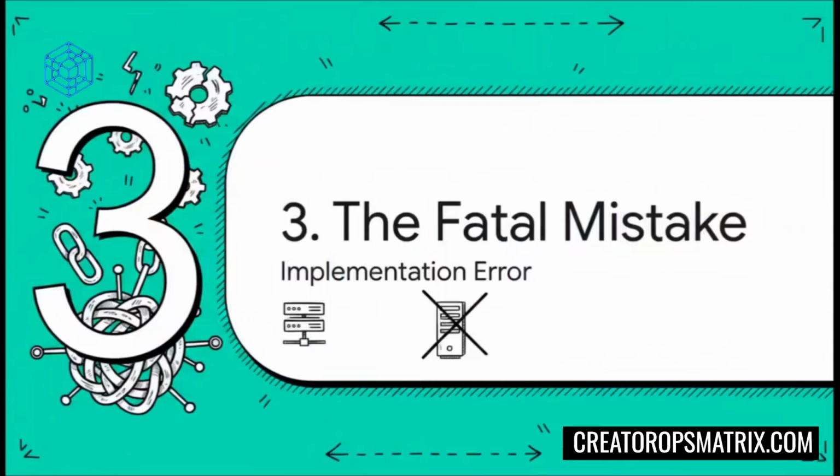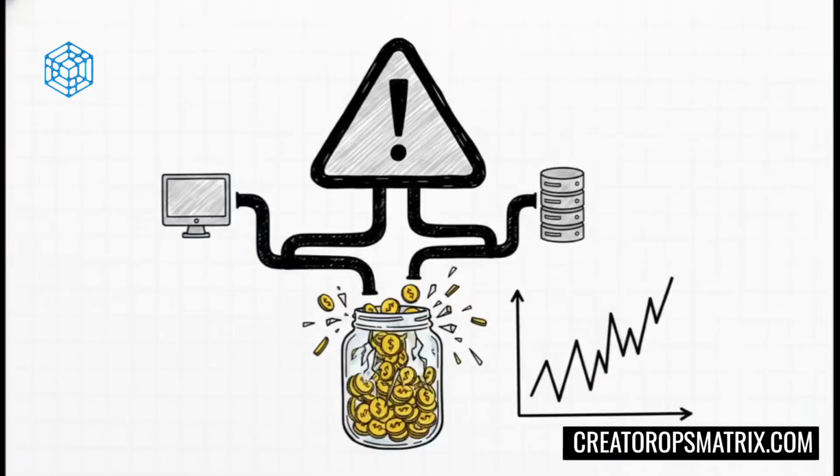But hold on. Section 3, the fatal implementation mistake. We really need to talk about this, because this is where things get genuinely dangerous for your ad account. So, the crucial point is this. You cannot just blindly flip on server-side tracking while keeping your old browser pixel running exactly as it was.